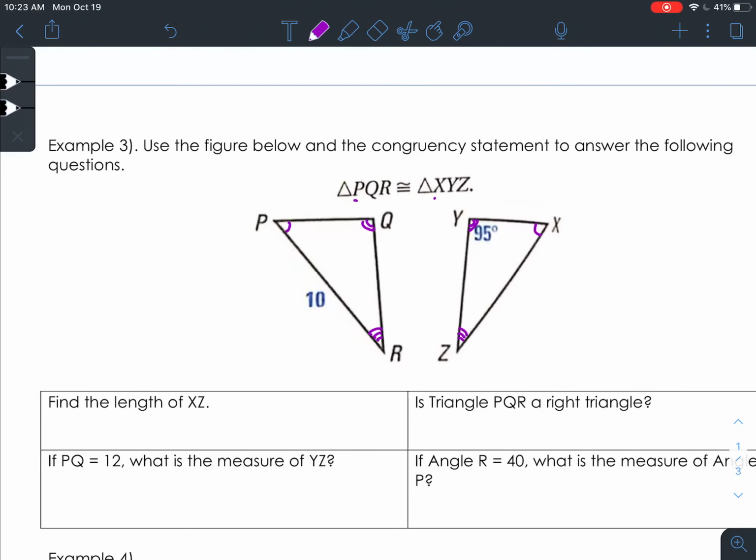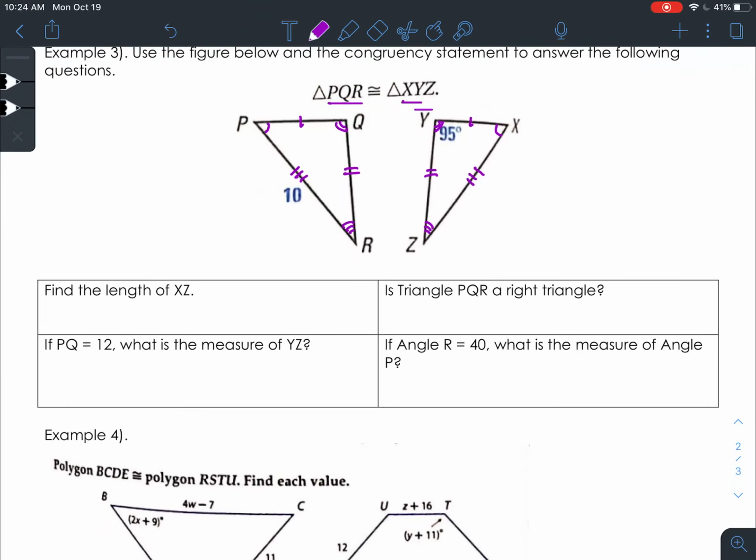Now let's look at our sides. PQ matches up with XY, so those are corresponding. So I'm going to have PQ is congruent to XY. QR matches up with YZ, so those are congruent, and then PR would be congruent to XZ. All right, so let's take a look at the first one.